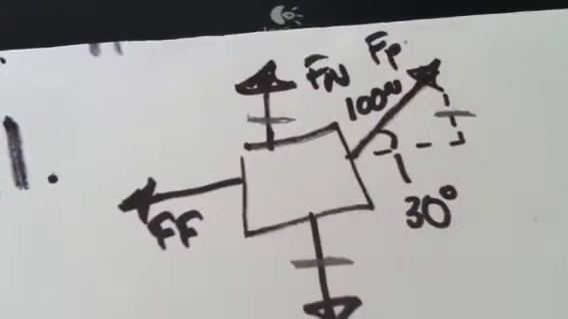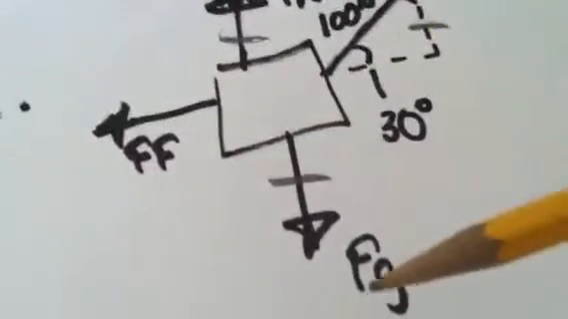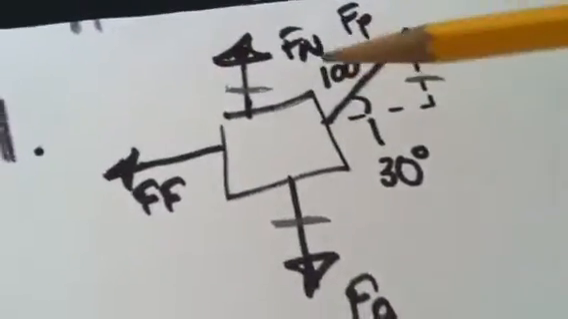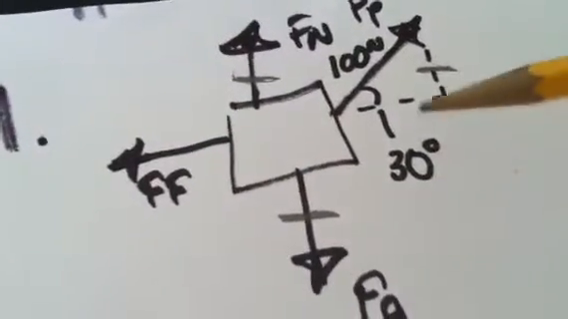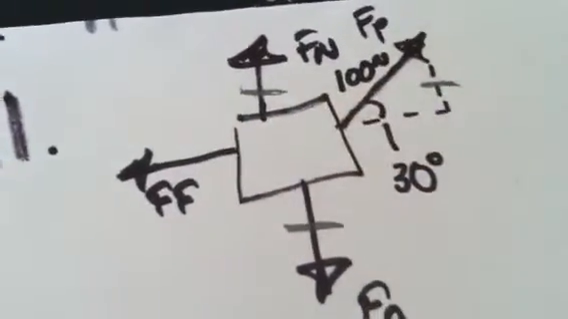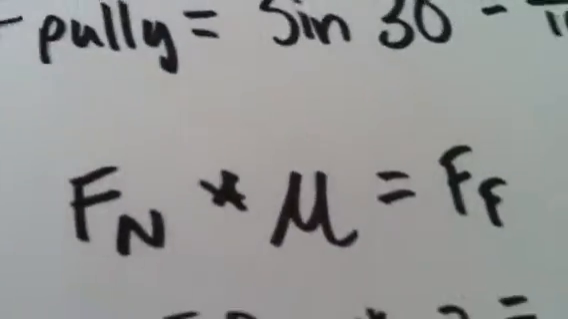So when we write the equations out like we did in the previous problems, we're going to have force normal plus force pull y plus force gravity equal to 0, because this positive plus this negative will all balance out to 0. So what we're left with is force pull x and force friction. We need to figure out each one of those. The equation for force friction is force normal times the coefficient of friction equals force friction.